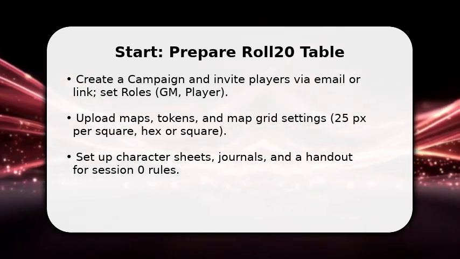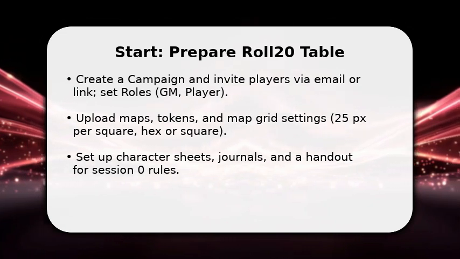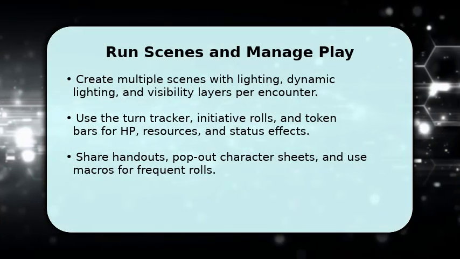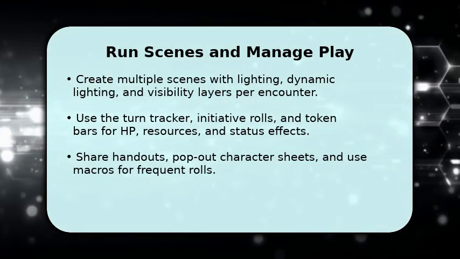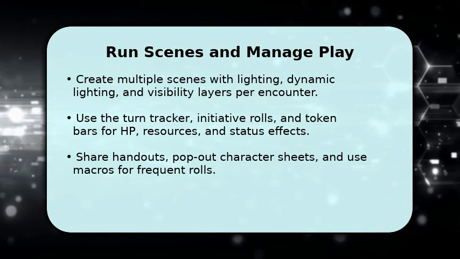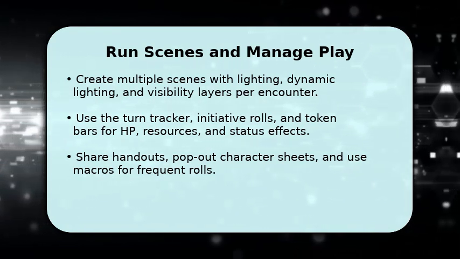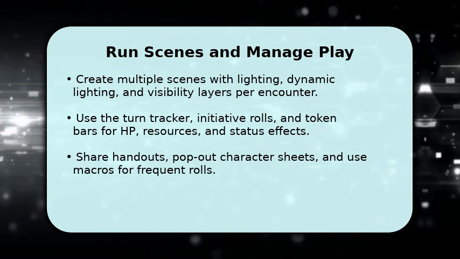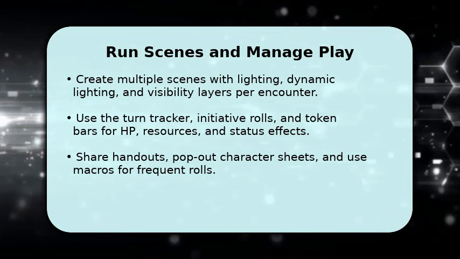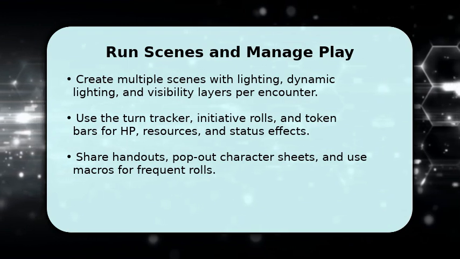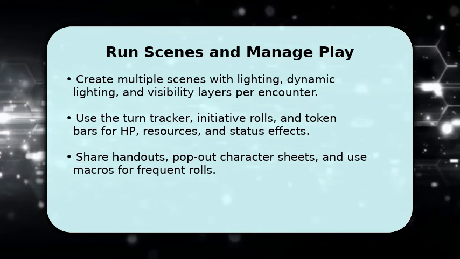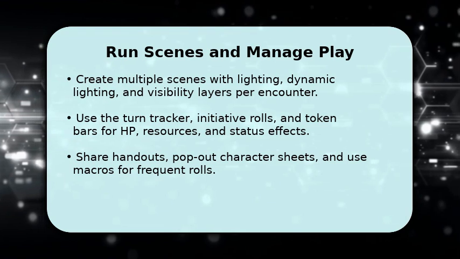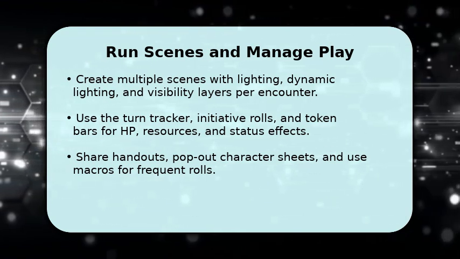You now assemble scenes and control what players see. Set dynamic lighting and fog of war, then place tokens on layers so sight and occlusion work correctly. Once done, run initiative with the turn tracker and attach token bars to character sheets so damage, HP, and conditions update live. Make sure to use macros and API scripts for repetitive rolls. They save time and reduce error.